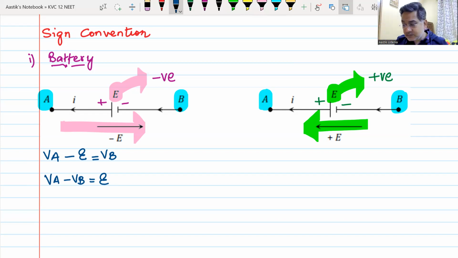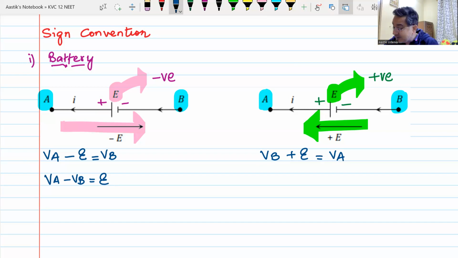Take a deep breath. Look at from where to where I'm moving, and then give me the answer. VB plus E equals VA. Sir, VB plus E is equal to VA. Because I'm moving from B to A, VB plus E is equal to VA. Do we understand this? Yes, sir.